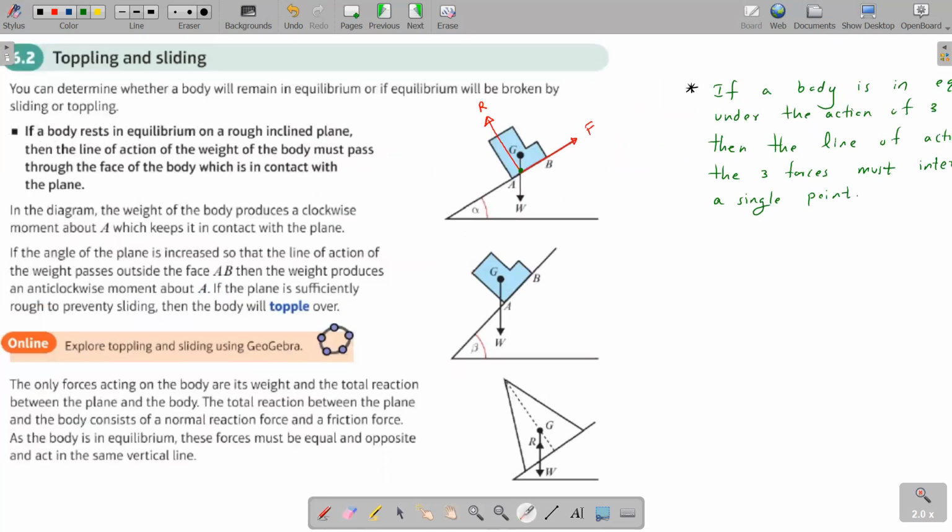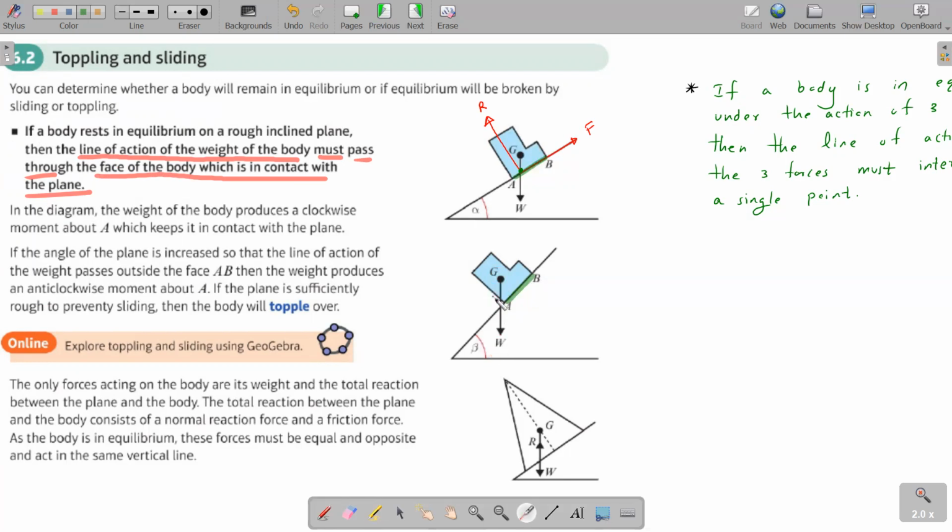Look, if you read this again: if a body rests in equilibrium on a rough inclined plane, then the line of action of the weight of the body must pass through the face of the body which is in contact with the plane. Can you see? Over here, the face of the body in contact with the plane is this AB face. In the first diagram, the weight is passing through that particular face. But in the second diagram, it's not passing through, so it has jumped that range.